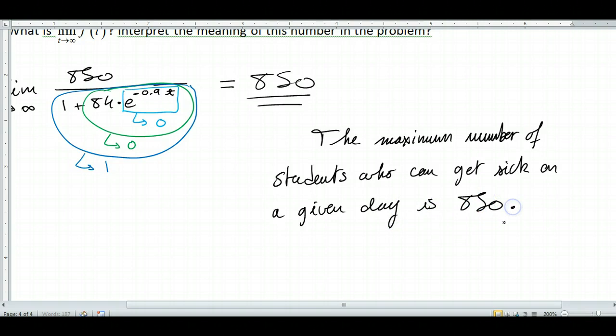Now, what does it mean? It may represent the total number of students in the school, but it may also represent a balance. Students are going to get sick, but other students at the same time will get better. And when the maximum number of students will get sick, the number will be 850, meaning there would be a balance between the students getting sick and the students healing at the same time, and that's going to be 850, okay? All right, whatever, it's just a maximum number of students who will get sick on a given day. Okay, let's stop the video right here.